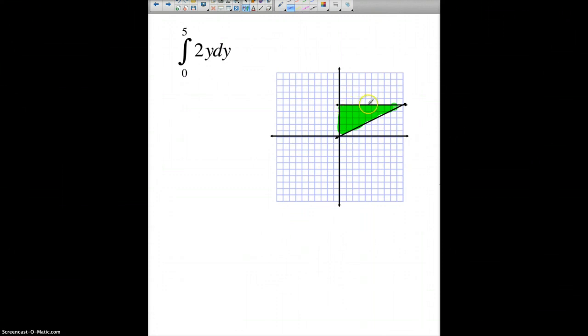1, 2, 3, 4, 5, 6, 7, 8, 9, 10 by 1, 2, 3, 4, 5. So the area, since it's a triangle, is 1/2 base times height. So 1/2 times 5 times 10. 10 divided by 2 is 5. 5 times 5 is 25.